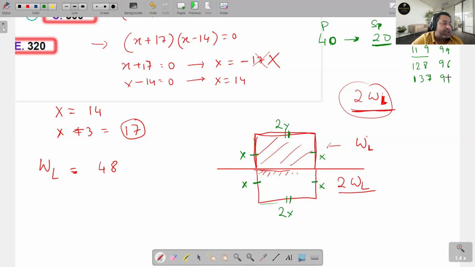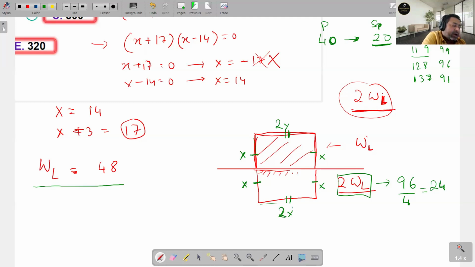So a square packs the maximum area. Now we know that WL was 48, so we need to consider 2WL. 2WL is going to be 96, correct? If we divide 96 by 4, what do we get? We get 24, correct? Each side will become 24 in that case.